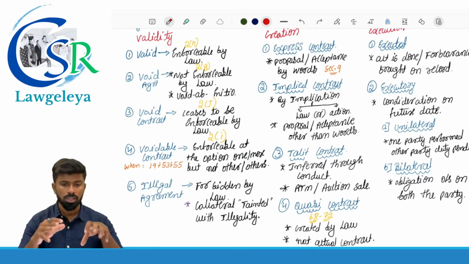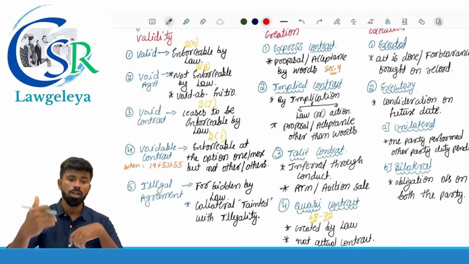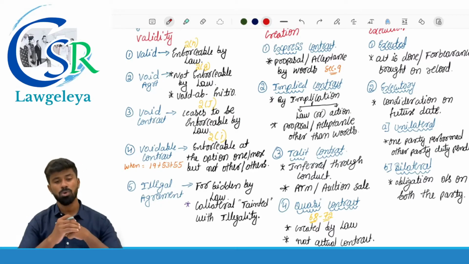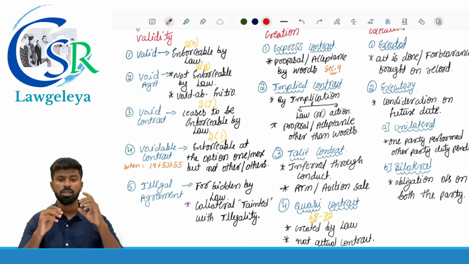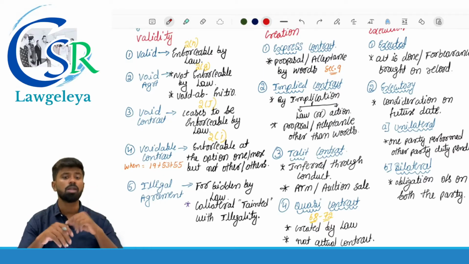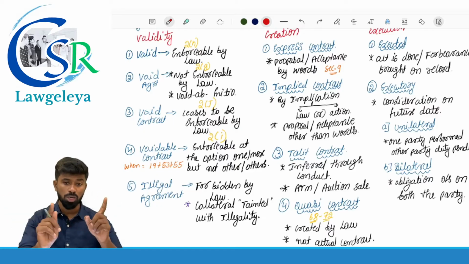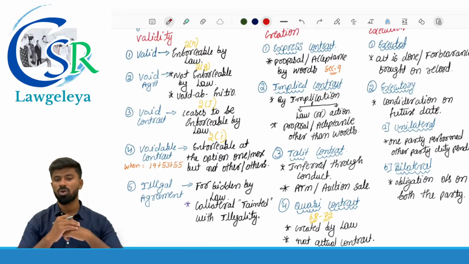Next one, voidable contract. The contract is voidable when it is enforceable at the option of one or more, but not at the option of the other or others. It is called what contract? A voidable contract. I repeat, if a contract is enforceable at the option of one party, or more than one party, but not at the option of whom? The other or others, it is called what contract?